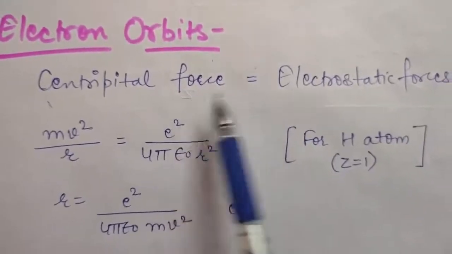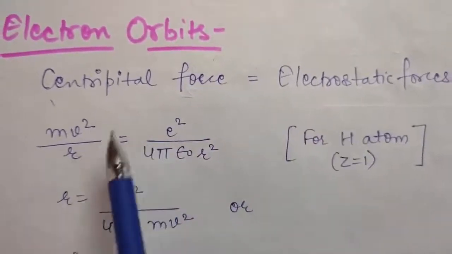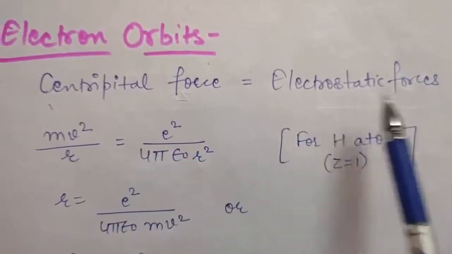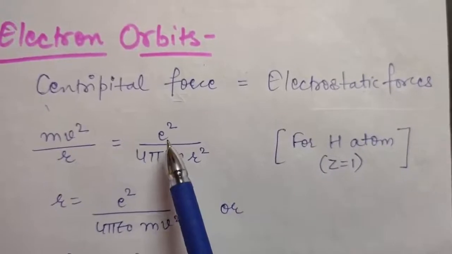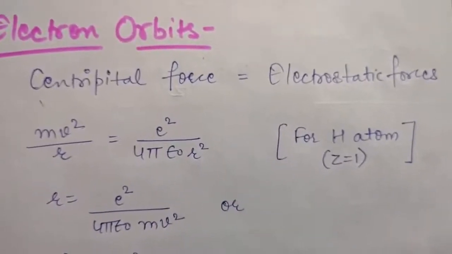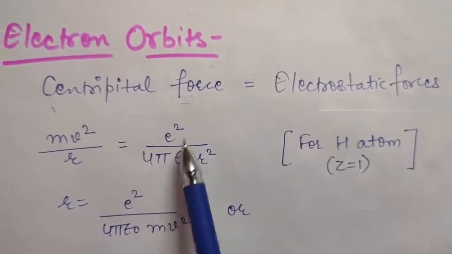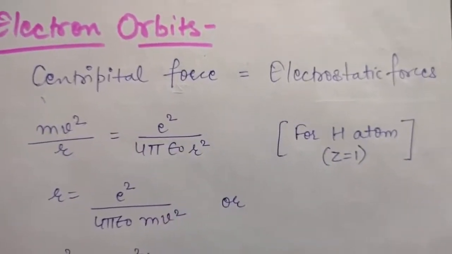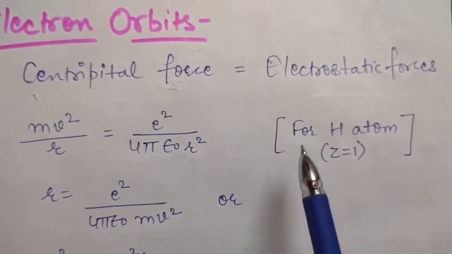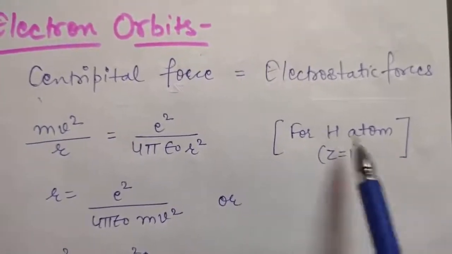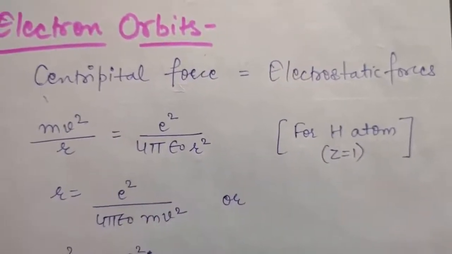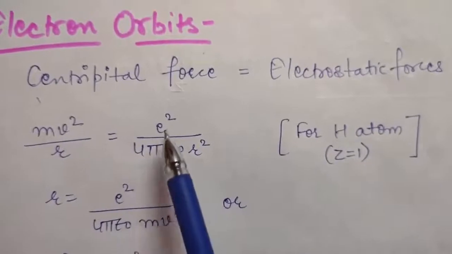Okay, so now equating these two, that is centripetal force, as you know, is mv square upon r, and electrostatic force is nothing but e square upon 4 pi epsilon naught r square. See, e square because charge on the electron is e and charge on the nucleus is plus Ze. But here, because I am writing for hydrogen atom, and for hydrogen Z is 1, therefore I have taken Z to be 1. If you are writing for any other atom, then you have to take Z here.